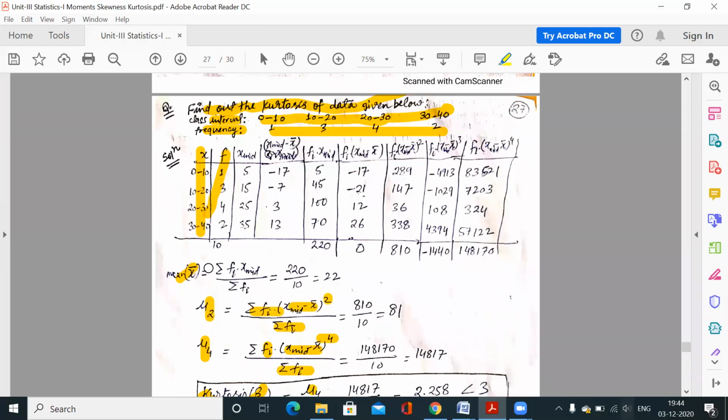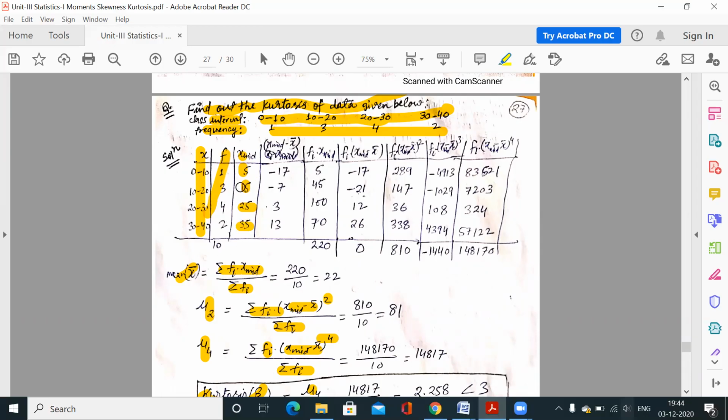So how do we calculate the arithmetic mean for continuous data? The formula is summation Fi x mid divided by summation Fi. So this is x, this is f. Now x mid: the middle point of 0 to 10 is 5, of 10 to 20 is 15, of 20 to 30 is 25, of 30 to 40 is 35. So this is the x midpoint.